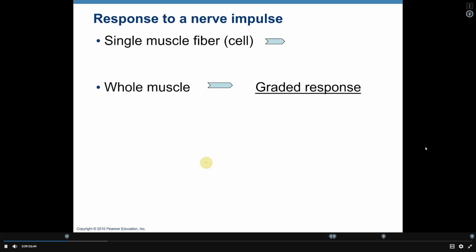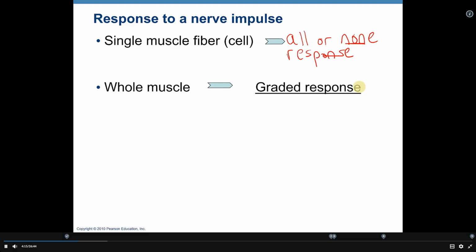So let's look at how muscle cells versus whole muscles respond to an action potential or nerve impulse. When a single muscle cell receives an action potential, you have what's called an all or none response. That means either the muscle cell contracts or it doesn't contract. On the other hand, with a whole muscle, you don't have an all or none response. You don't have either the muscle contracting or not. You have instead what's called a graded response.